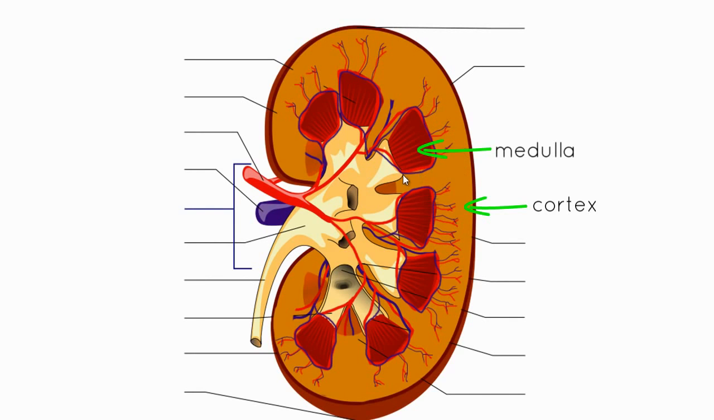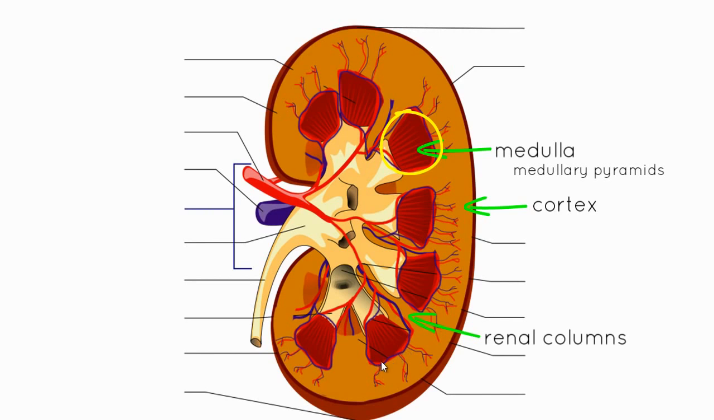And you can see it projects in towards the centre of the kidney. So you can see these little projections here between the medulla. So these are called renal columns. So the medulla is this inner tissue which is surrounded by cortex, and it's shaped like a pyramid, so they're called medullary pyramids.